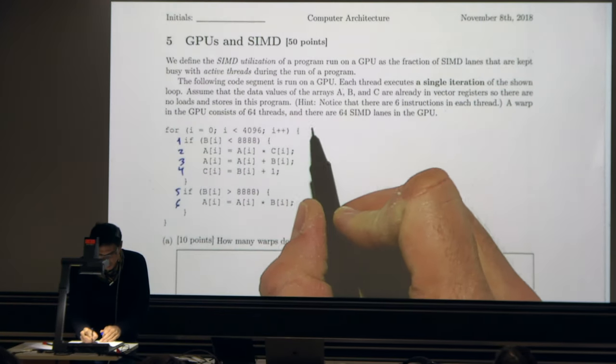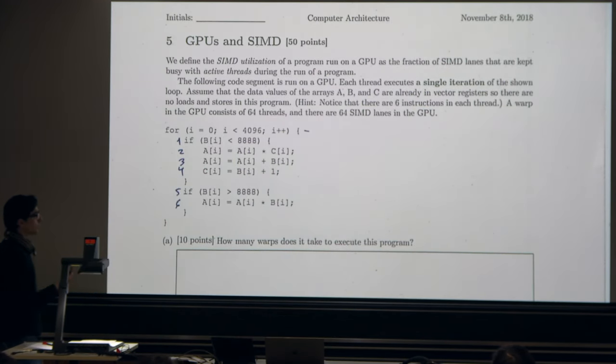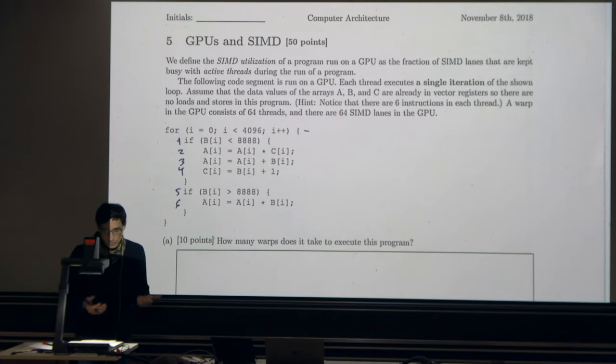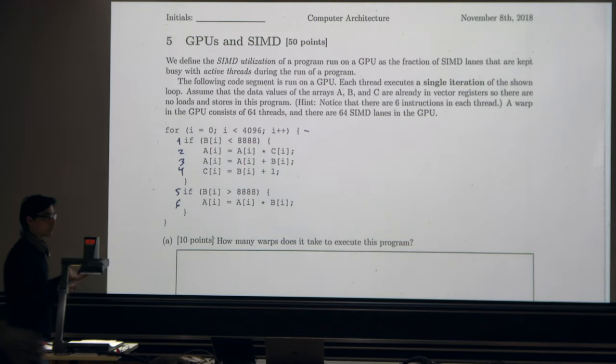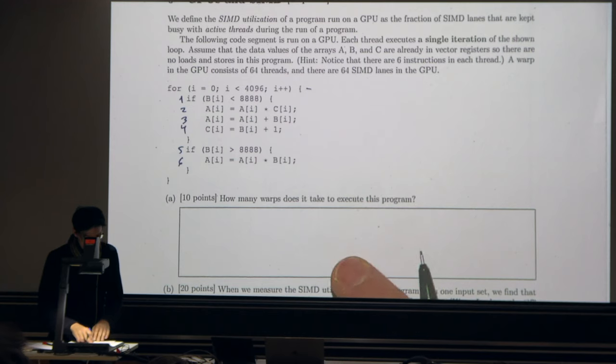Why don't we have to worry about the for loop? Because in the end, what the for loop is simply expressing is the number of threads that we need to use. This is like the sequential code that we are going to parallelize using the multiple threads that the GPU provides, right? And what the question also says is that each of the iterations is going to be assigned to one individual thread. So we already know what's the total number of threads that we need to execute this program, right? It's 4096, okay? And this takes us to the first question, part A.